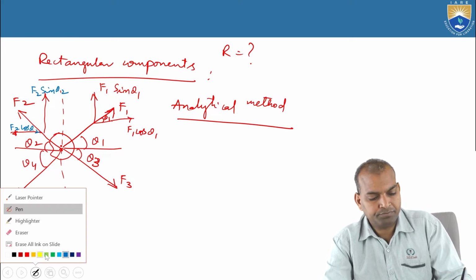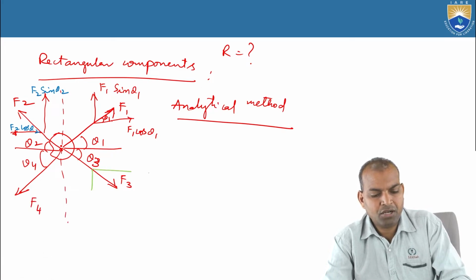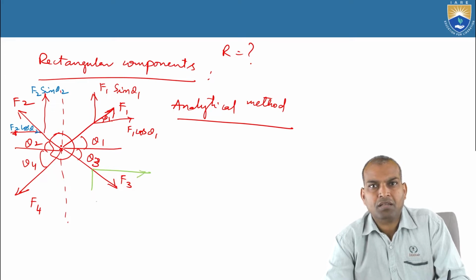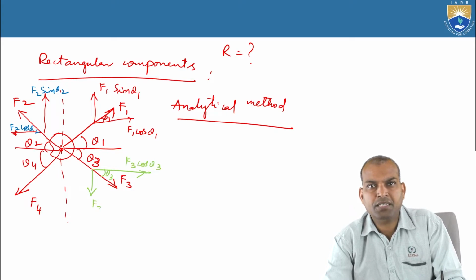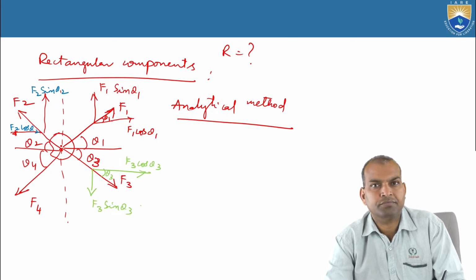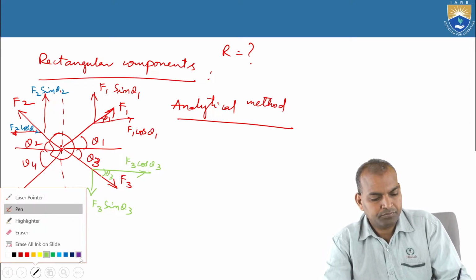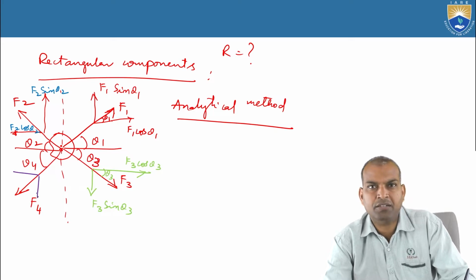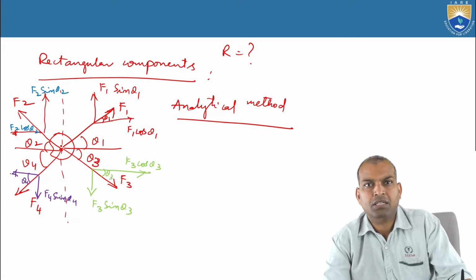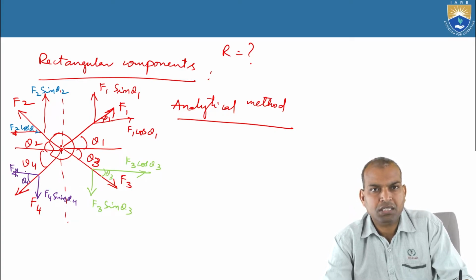The next force: divide this into horizontal and vertical. The angle made here is theta 3. It becomes F3 cos theta 3, and here it is F3 sin theta 3. Now divide into horizontal and vertical. The angle made here is theta 4. This component becomes F4 sin theta 4, and this becomes F4 cos theta 4.